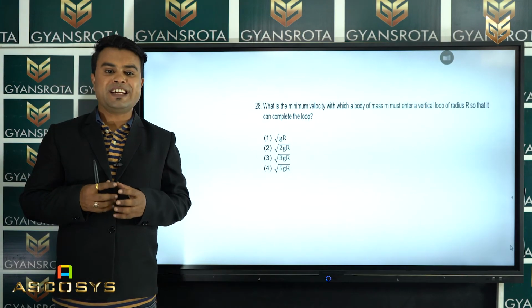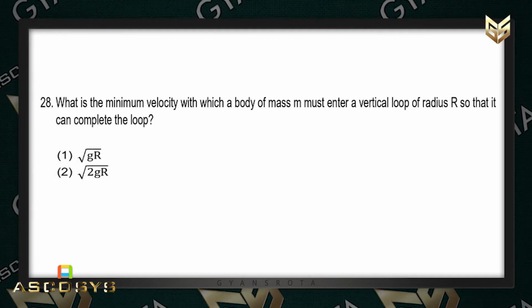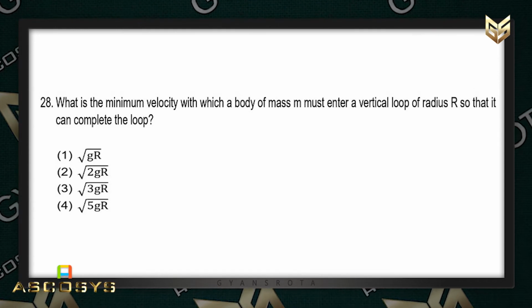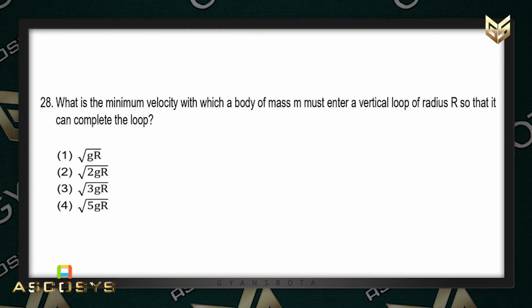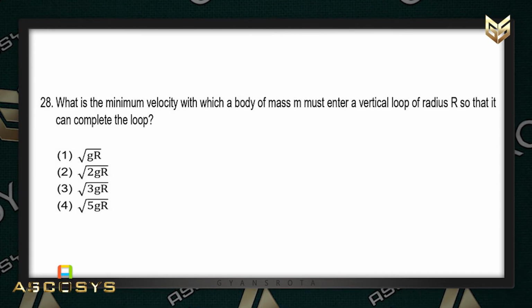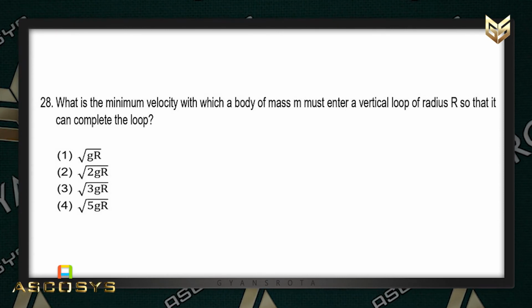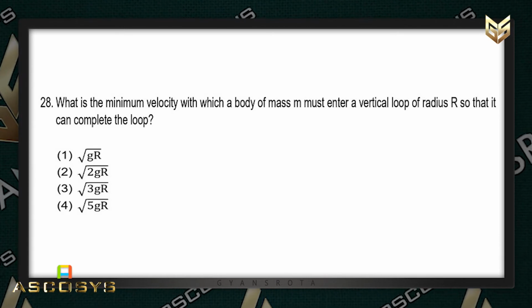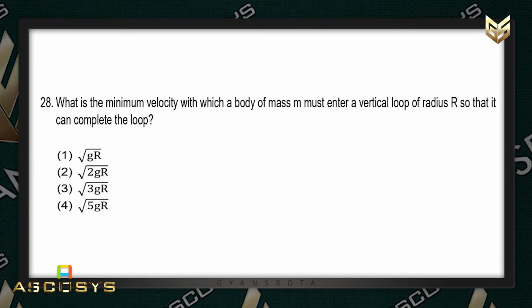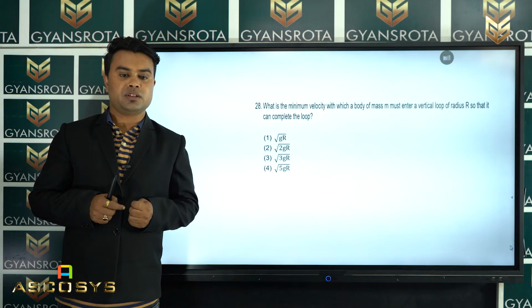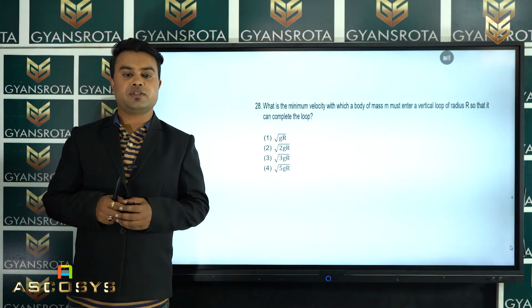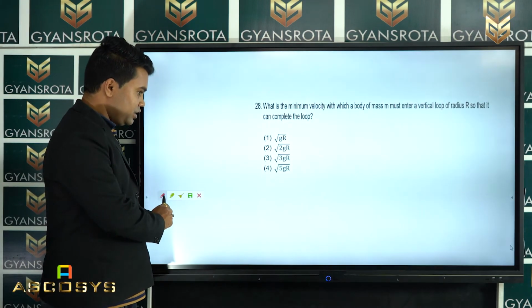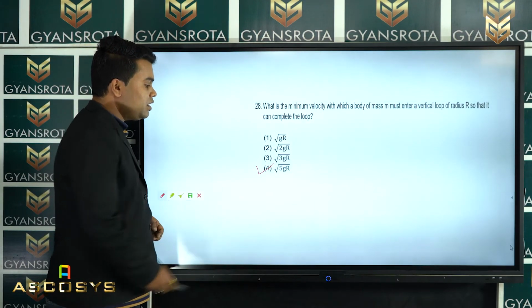Question number 28 says: what is the minimum velocity with which a body of mass m must enter a vertical loop of radius r so that it can complete the loop? If you see the options, these are root of gr, root of 2gr, root of 3gr, and root of 5gr. So which one will be the minimum velocity? Obviously root of 5gr. This will give you the minimum value. So if you need to click the correct answer, it will be option number 4.